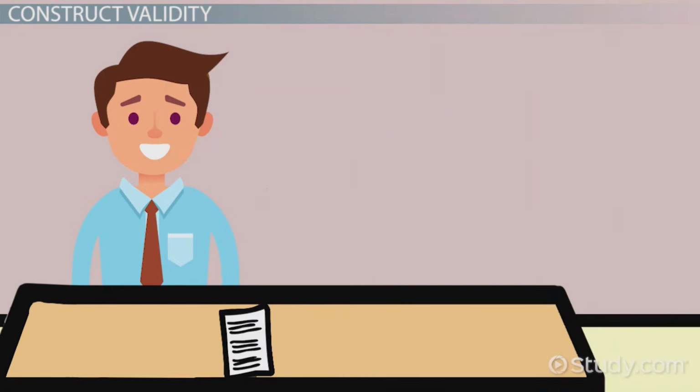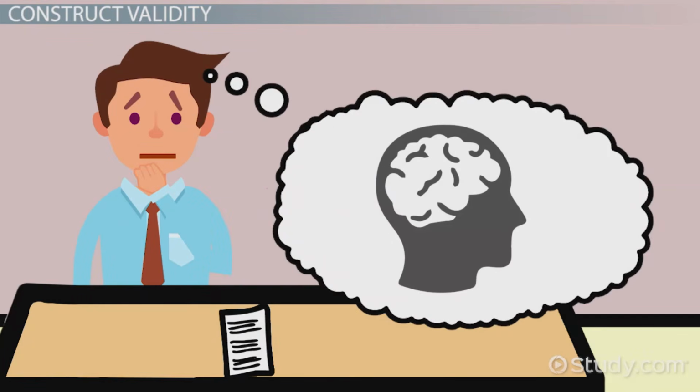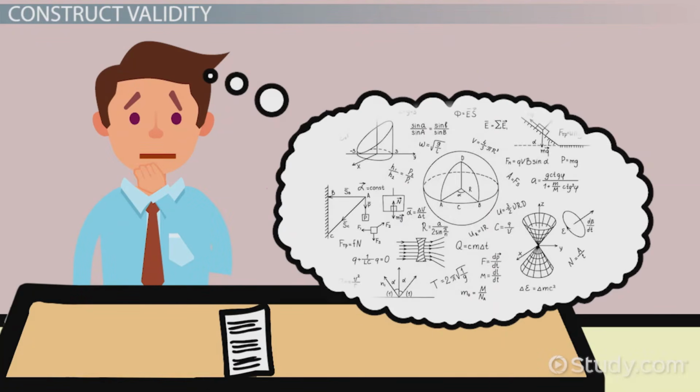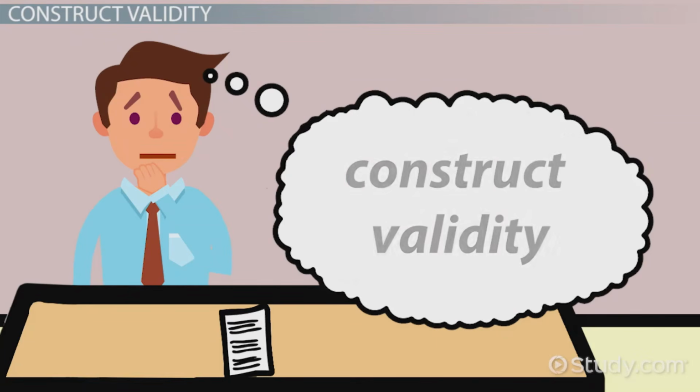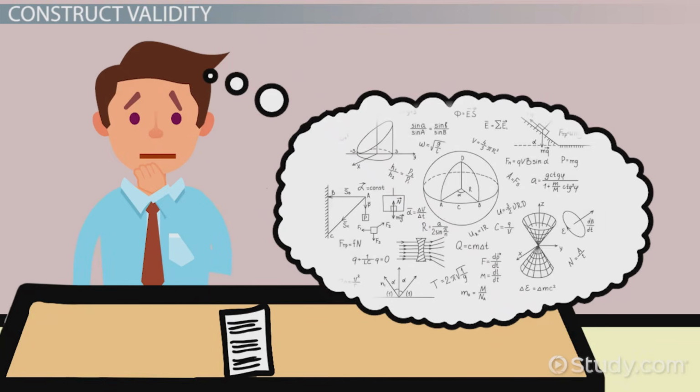Let's say you were doing research that required you to know how intelligent your subjects were. To measure intelligence, you decide to administer a really difficult physics exam. If you did this, your experiment would lack construct validity because a score on a physics exam doesn't really measure intelligence. It just measures whether you've taken physics or not.